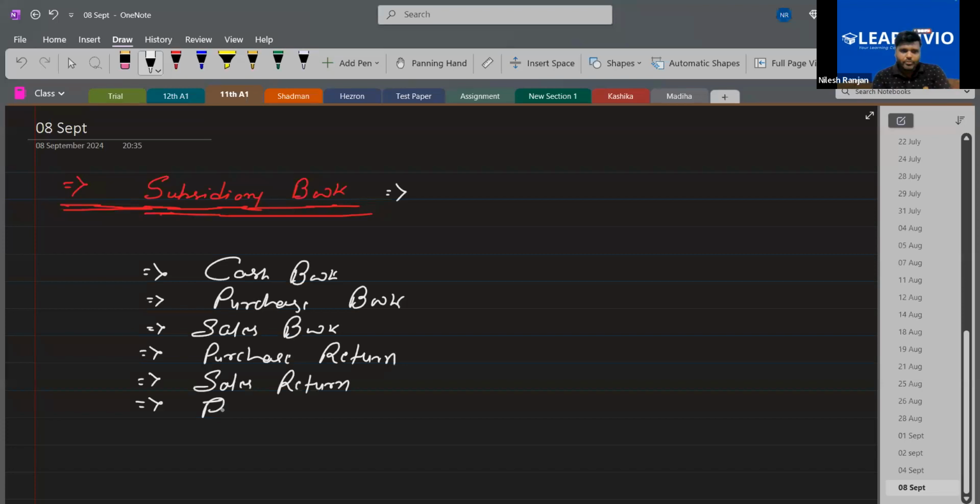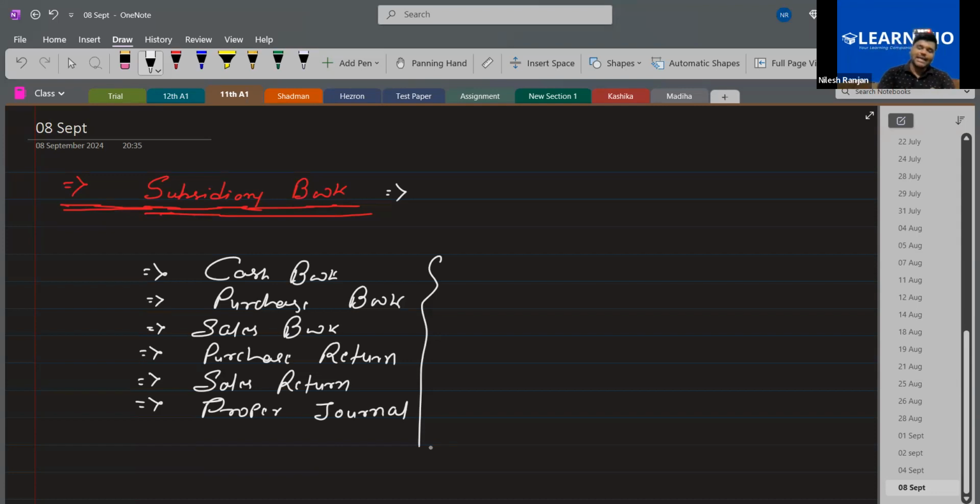And there is the proper journal. So these are the books. There are 2 more books. One is bills receivable book, one is bills payable book. So total 8 books are there, but in your book it is only 6. So we'll discuss only 6.